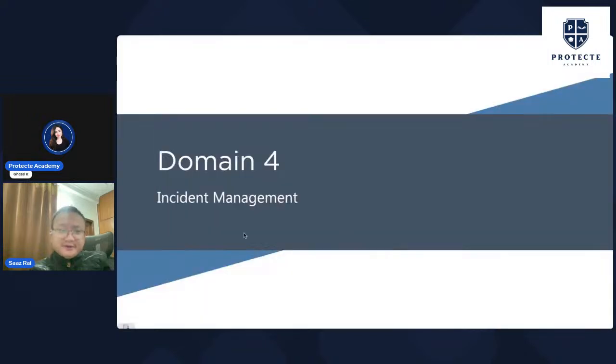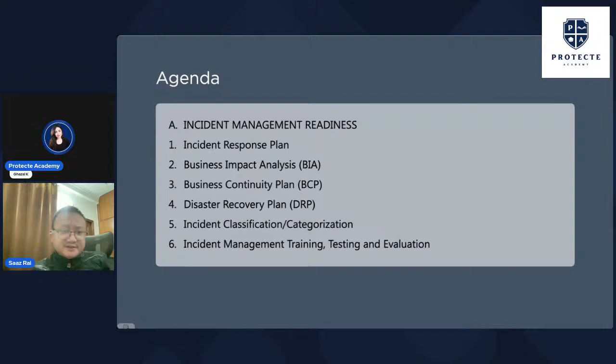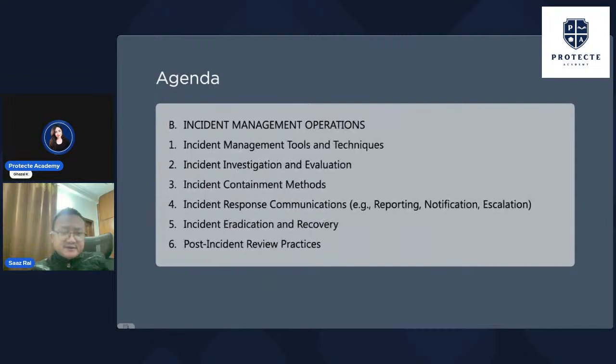And then the final one, as I mentioned before, is the incident management. So this is part A, where you understand the incident management readiness. You have incident response plans, the BIA, BCP, DRP, and so on, classifying the incidents. And then you also need to know about the tools like SIEM solutions, IDS, IPS that can help you with the incident investigations, containing, and so on, the entire life cycle of the incident response plan. And also, finally, you do the post incident review.